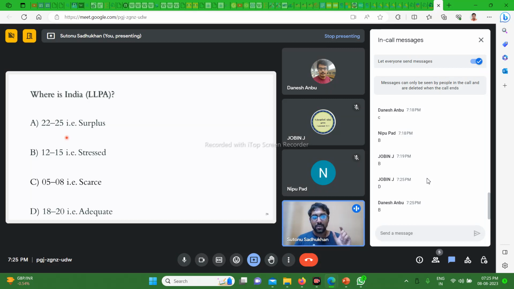You just have to remember the range of the water stressed, water adequate, water surplus, and water scarce countries. You will be given a value, saying this country's water range falls under this category. So what type of country is this in terms of water availability? Surplus, stressed, scarce, or adequate. If a certain value is asked, you can always Google it and find out the answer.